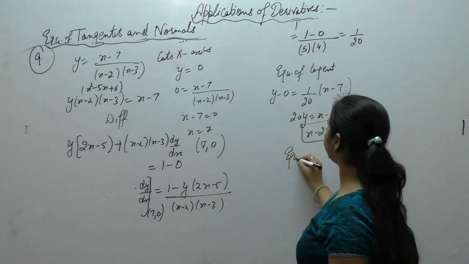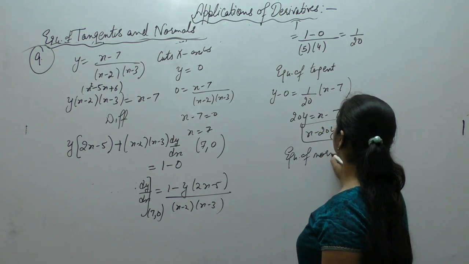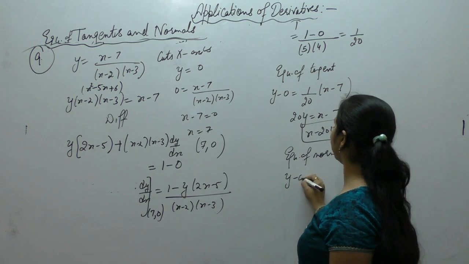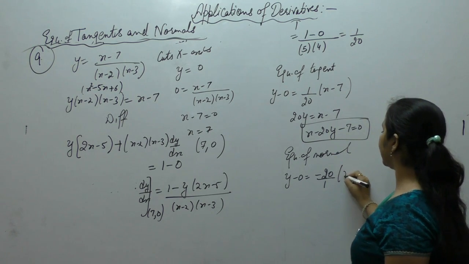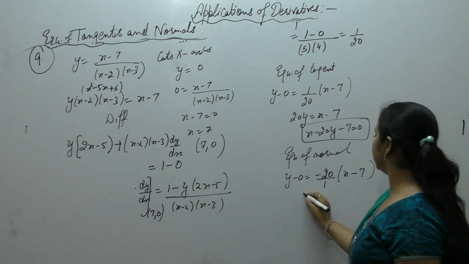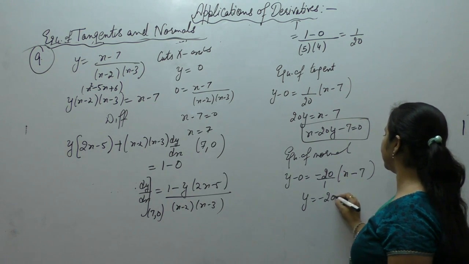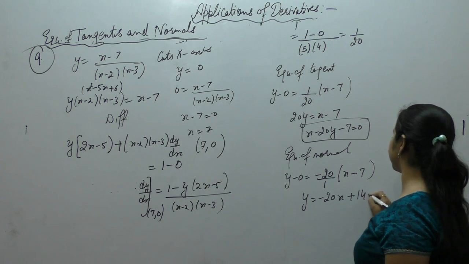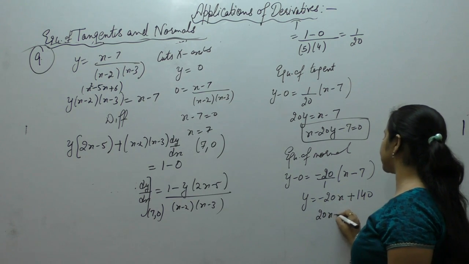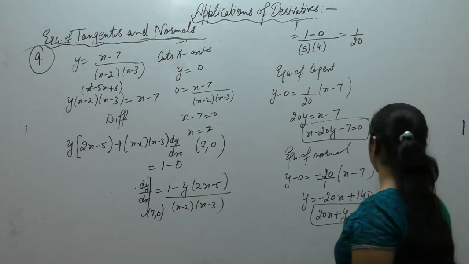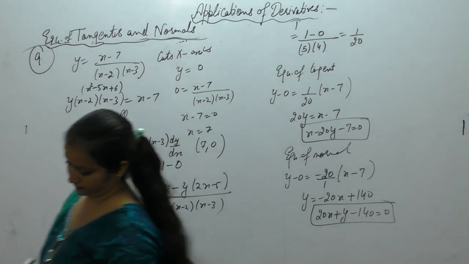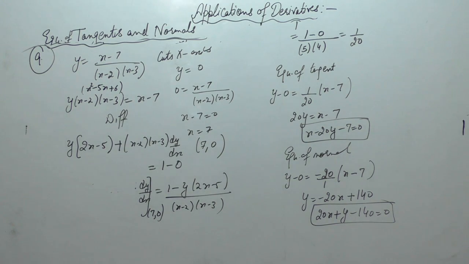Now equation of normal. Y minus y naught equals minus 1 upon slope of tangent, x minus x naught. Y is equal to minus 20x minus minus plus. So 20x plus y minus 140 equals 0. Note it down.